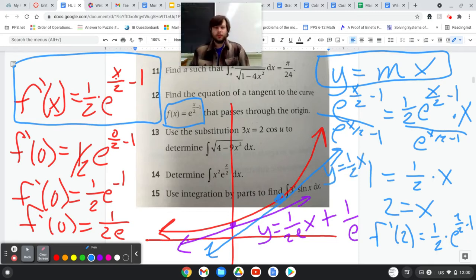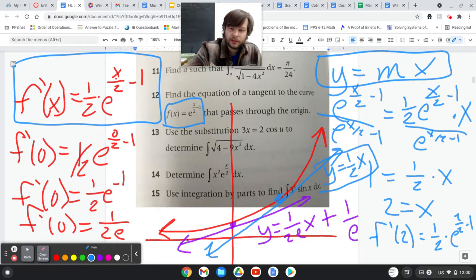Okay, so just wanted to point out a brilliant mistake and then one approach to finding the correct tangent line that goes through the origin.